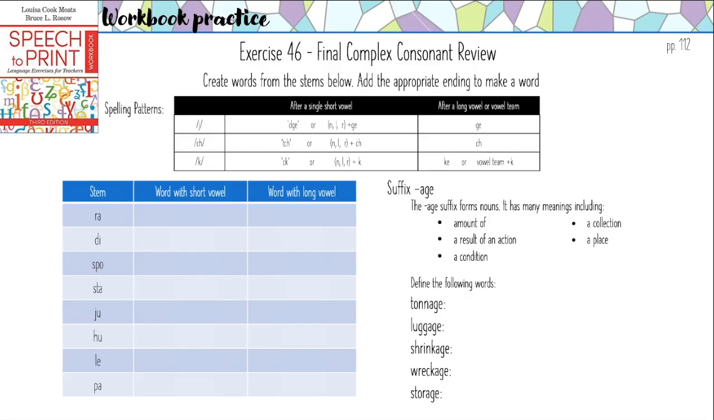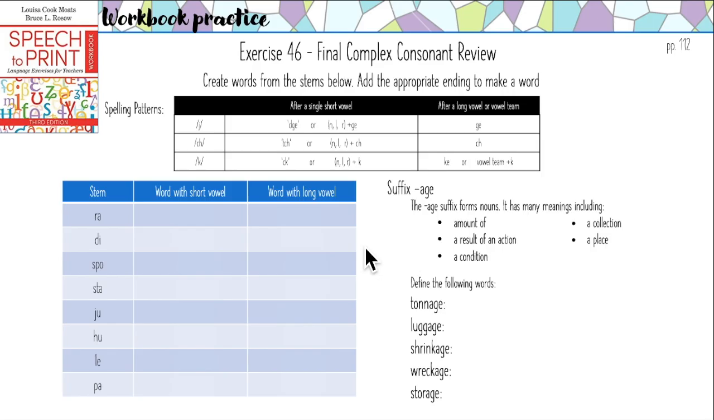All right. So here's a spelling pattern of the j, the k, and those. You can have some chance to look at what you can create from them. So you're going to create words from the stem and then add the appropriate ending. So go ahead and pause, try it out, and then we'll take a look.